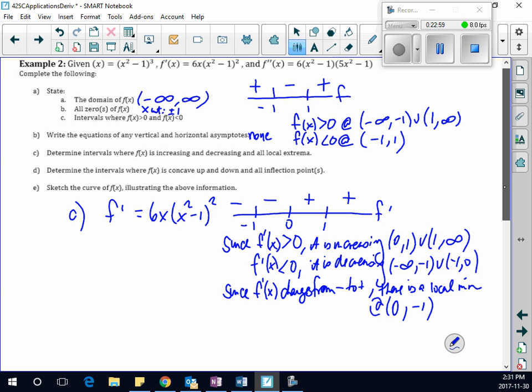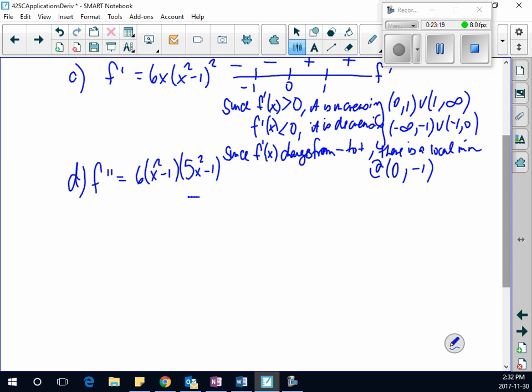Okay, sorry, that's all we have to do for C. D, concave up and down. So for D, we need to look at what? F double prime is equal to 6 times x squared minus 1 times 5x squared minus 1. So what would go on our sign diagram for f double prime? Plus or minus 1, and plus or minus the square root of 1 over 5. The square root of 1 over 5 would be 1 over root 5, right?